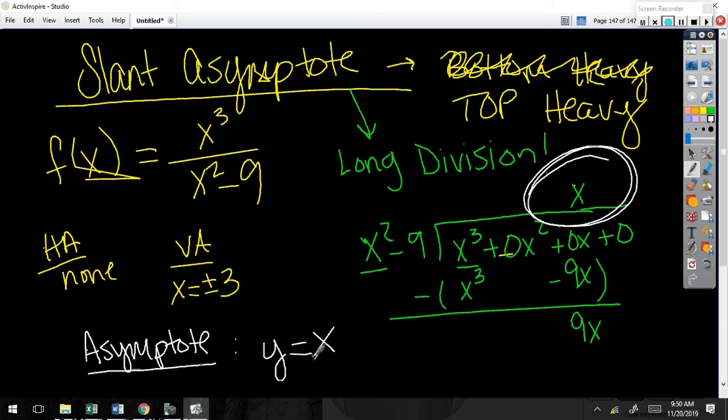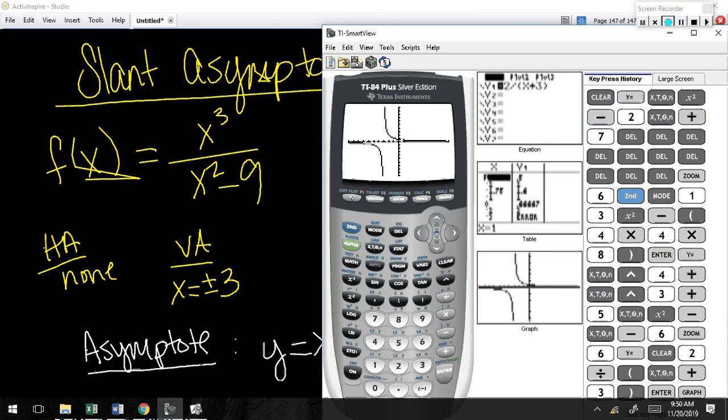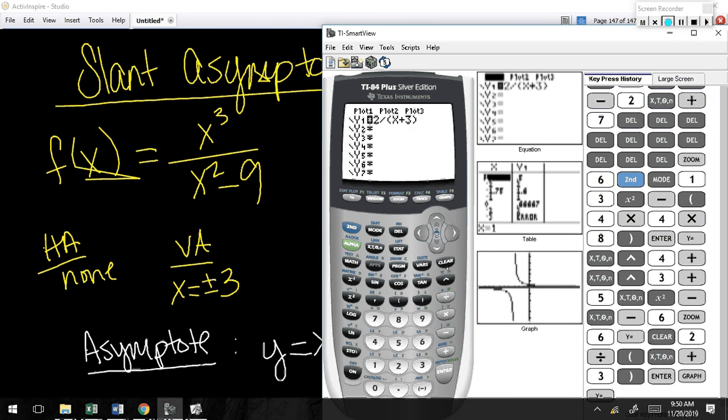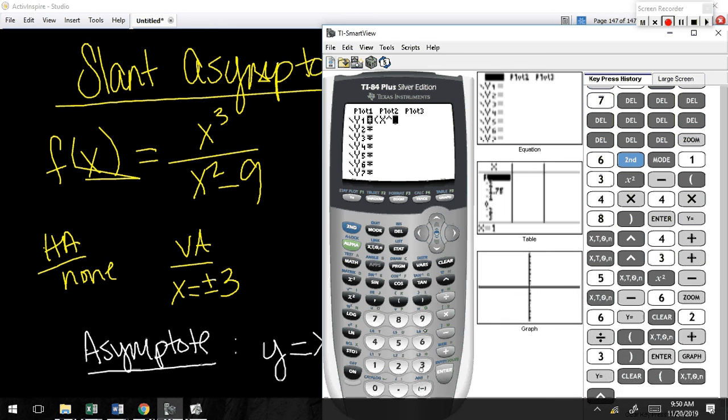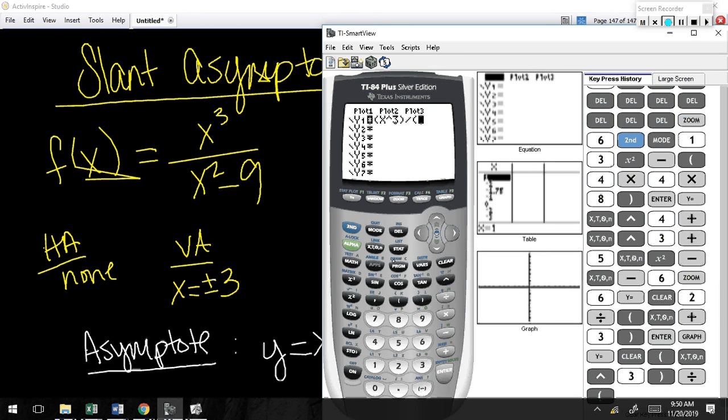Let me show you what it looks like on a graph. We won't worry right now about the end behavior on a slant. Just worry about the end behavior on horizontal and vertical asymptotes. The equation is x to the third divided by x squared minus 9. Be careful with your parentheses as you graph them.